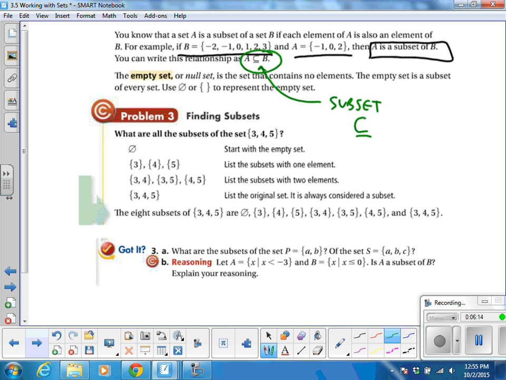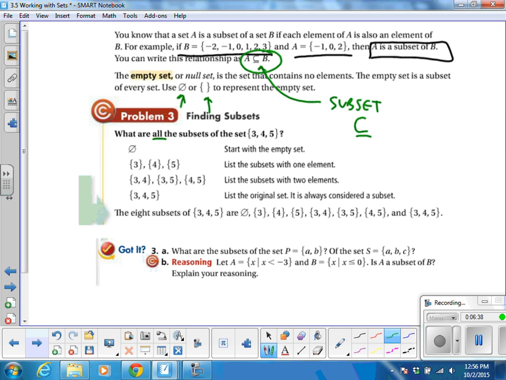An empty set or a null set is a set that contains no elements. The empty set is a subset of every set, so we still include that as a solution. Use our null set, here's our symbol for null set, or empty braces, to represent that empty set. So finding subsets, what are all the subsets of the set?